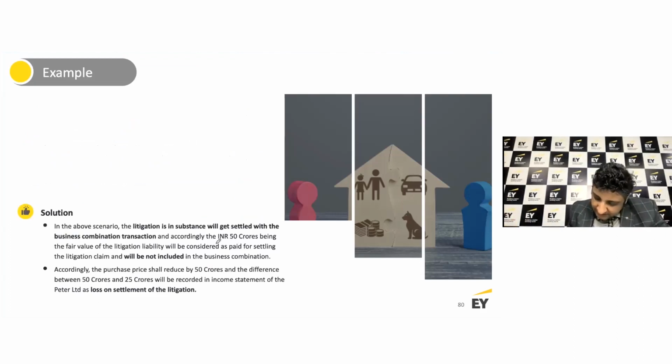So this 50 crores would be considered to have been paid for settling the claim, because effectively between the two entities there is nothing receivable or payable, right? So that would not be considered, but the reduction of the 25 crore rupees, which is 50 minus 25, becomes a loss to the parent company, which is Peter in this given case, right? Again, a conceptual part, but something that you need to be a bit more comfortable about.